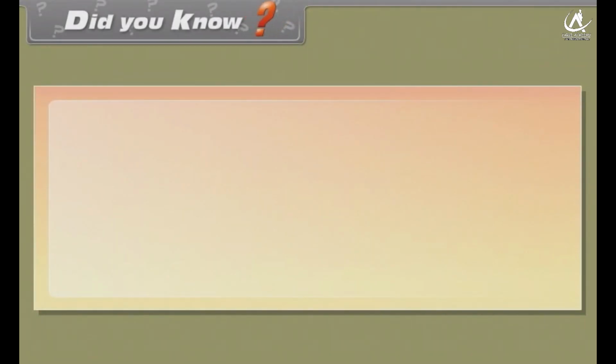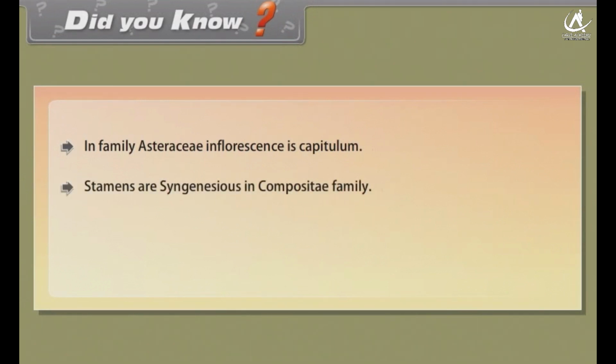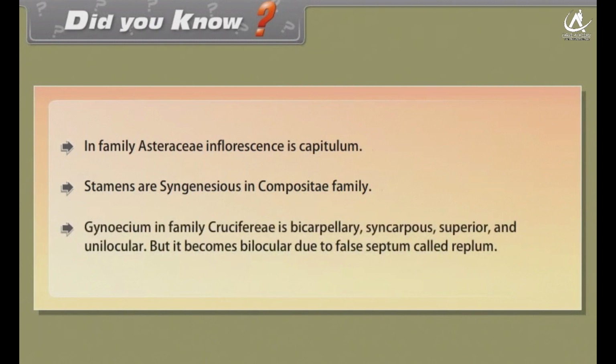Did you know? In family Asteraceae, inflorescence is capitulum. Stamens are syngenesious in composite family. Gynoecium in family Cruciferae is bicarpellary, syncarpous, superior and unilocular, but it becomes bilocular due to a false septum called replum.